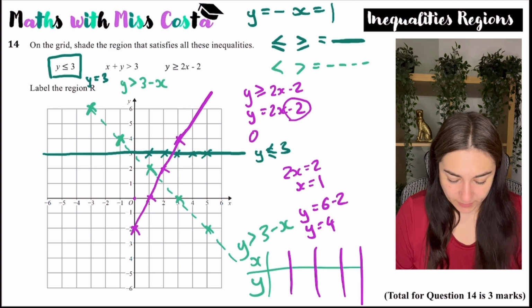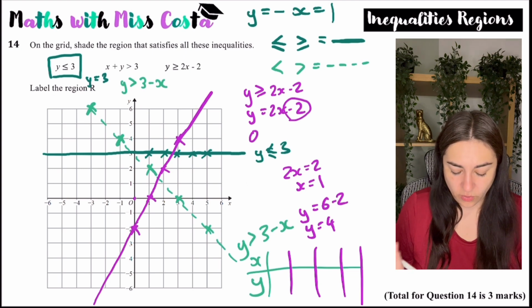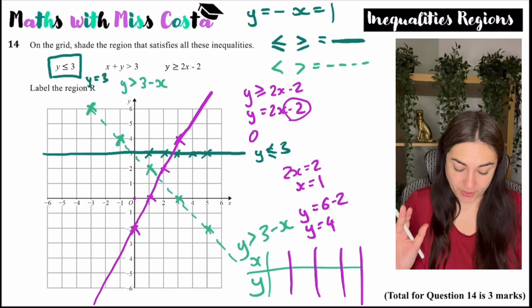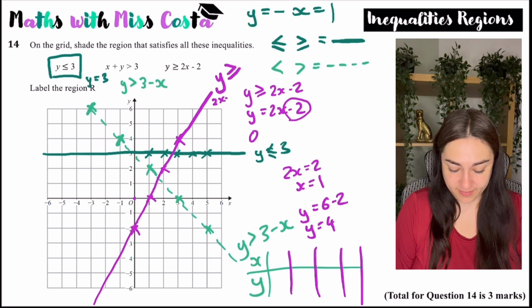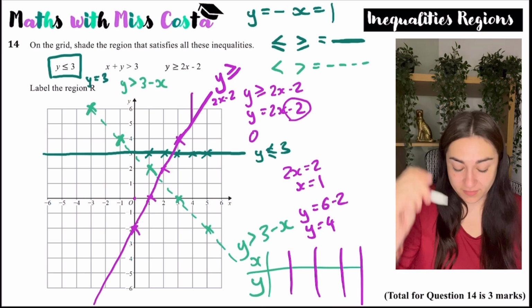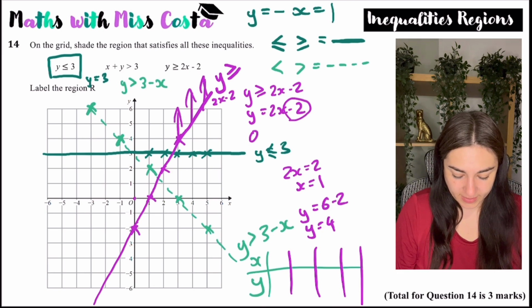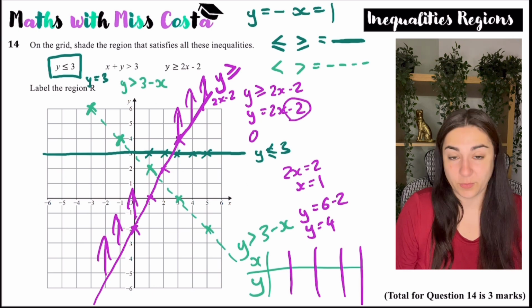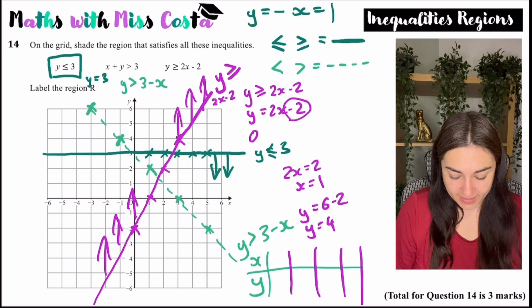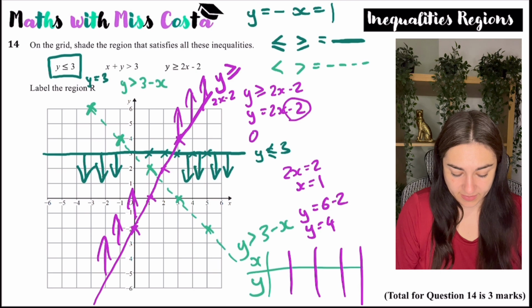Now, this is where I want to think about what the inequalities mean. So for this line, y is greater than the line 2x minus 2. So all of the y coordinates must be above. Okay, so everything that satisfies this inequality is above the line. Then for this line, y is less than or equal to 3. The y value has to be less than or equal to 3. So it's everything that is below this line.